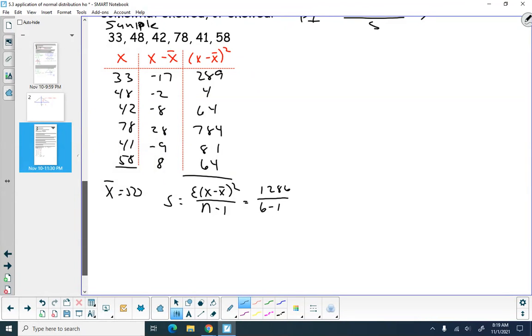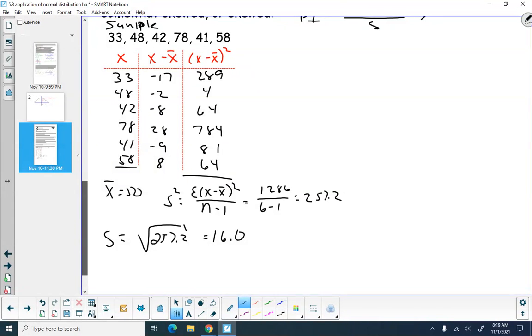I'm sorry, this is your variance. My bad. You should have 257.2 for your variance, and then your standard deviation is the square root of that. Sixteen point, 16.0. You round to one more place value than your data values. You get 16.